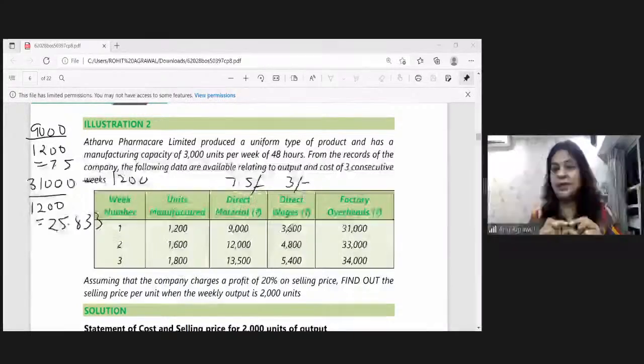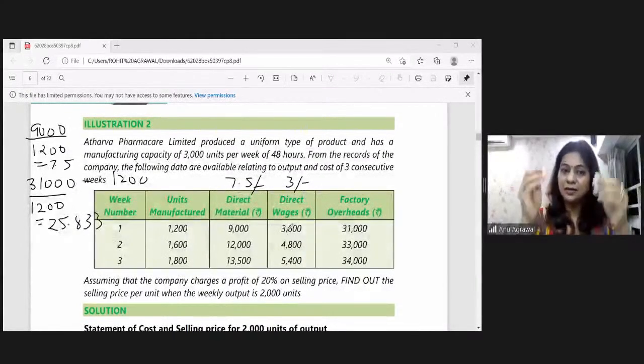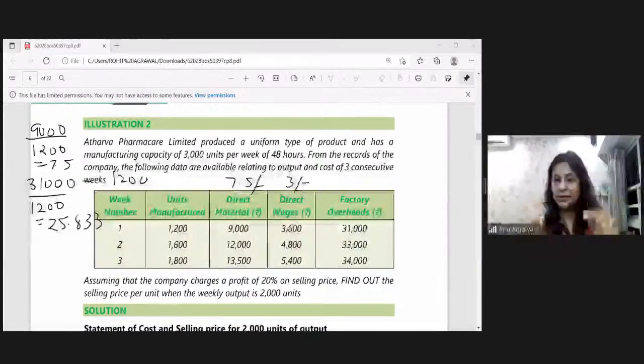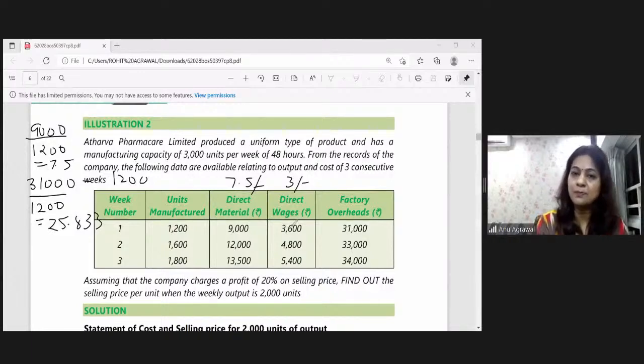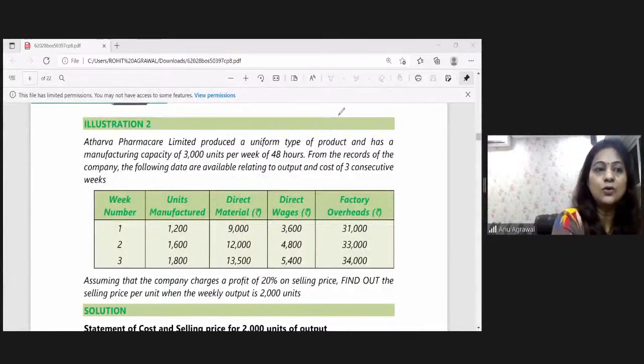In fact, it is semi-variable, because if it was fixed, then whether I produce 1,200, 1,600 or 1,800, the cost would remain stagnant. It would remain 25,000, or 31,000. But you can see the cost is changing. It is increasing, but not in the same proportion as the units being produced. That means some portion here is fixed and some portion is variable. So how do I find this out?